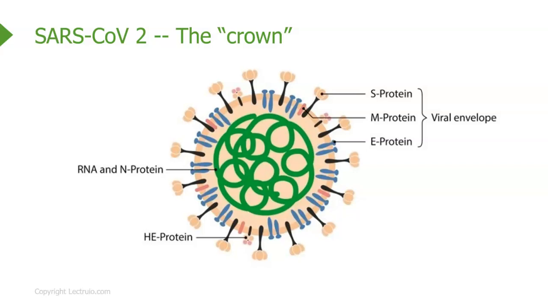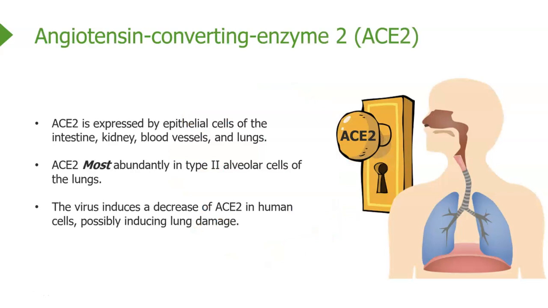That S protein is the one that we keep reminding you about. It gets the name coronavirus from those spiky proteins that almost make it look like a crown when you look underneath an electron microscope. But the S protein is the one that attaches itself to your cells. So angiotensin converting enzyme 2, or ACE2, is something in your body that is expressed by the epithelial cells of your intestines, kidneys, blood vessels, and lungs.